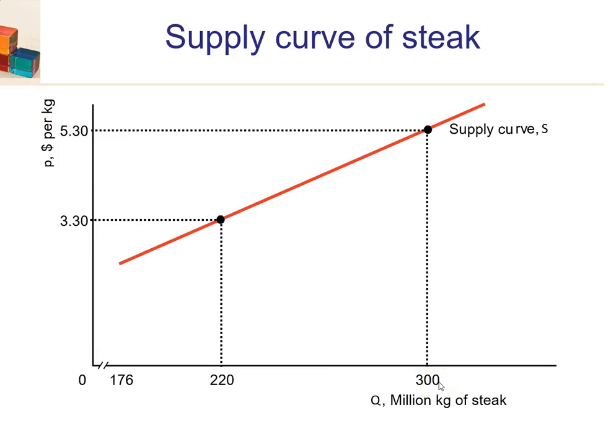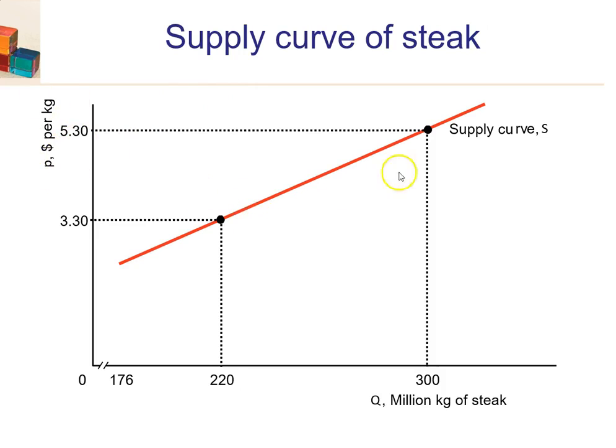So the supply curve looks as follows for steak. This has a positive slope showing the relationship is a positive one between price and quantity supplied. This is a supply curve for steak. This supply curve holds every other factor that influences steak constant. The only factor we are changing is the price of steak.